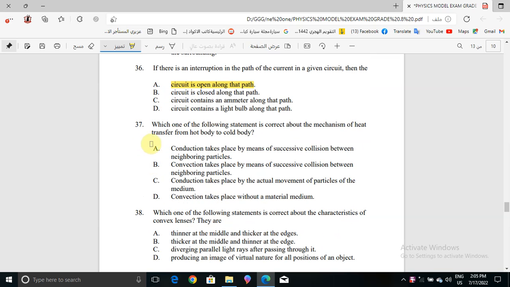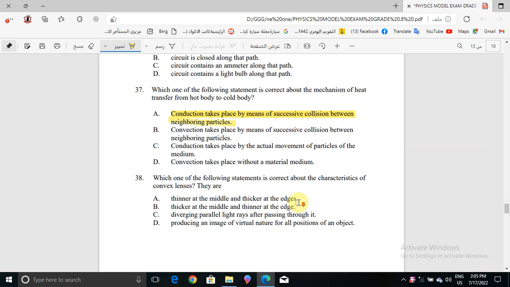Okay, now question number 37. Which one of the following statements is correct about the mechanism of heat transfer from hot body to cold body? Conduction takes place by means of successive collision between neighboring particles. This one is the correct one, which is choice A.